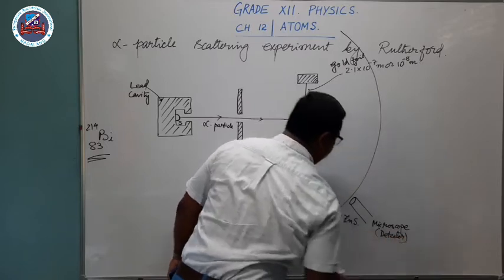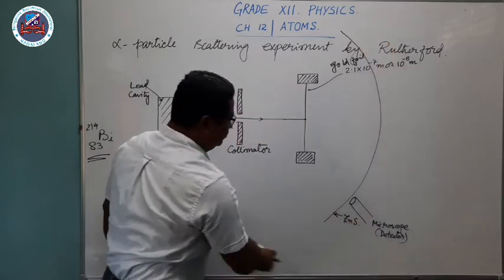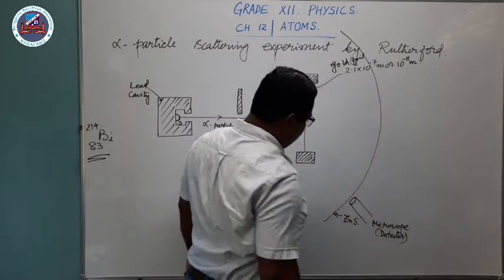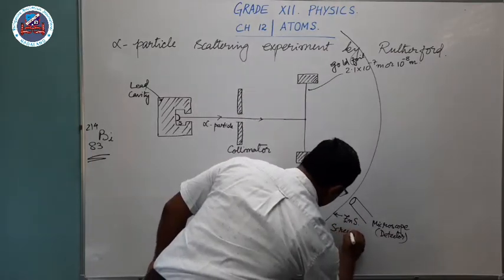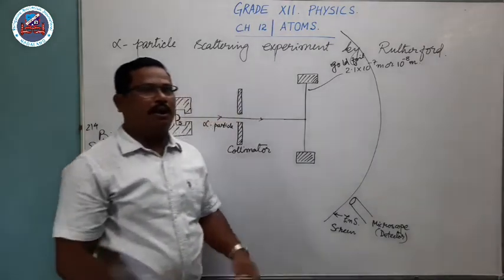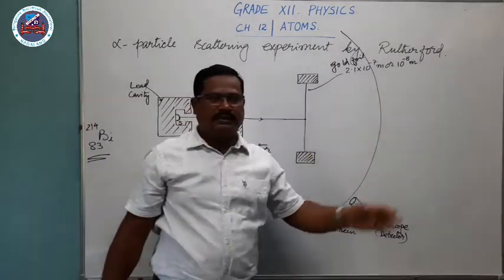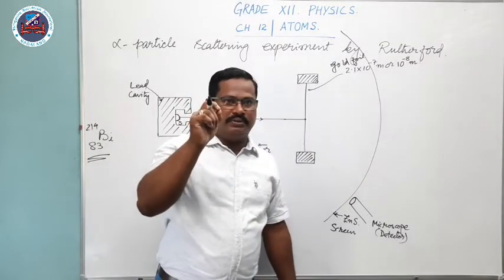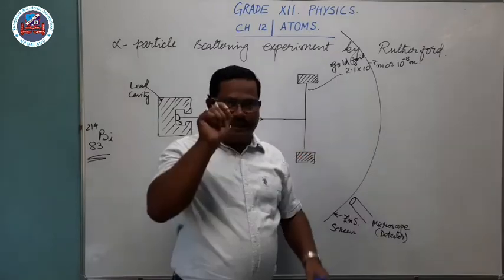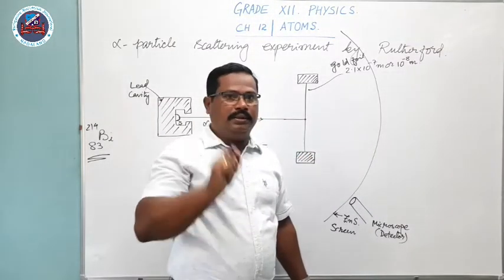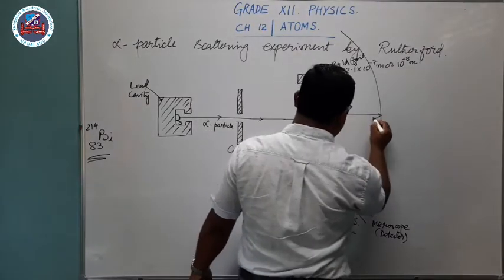This microscope, you can rotate around the screen like this. All around you can move. This is the zinc sulfide screen. How do you come to know how many of them went and struck the zinc sulfide screen in the straight direction? The scintillations will be produced. When an alpha particle, after striking the gold foil, goes and hits there, tiny sparks like a spark will be produced. Most of them were found to go straight.